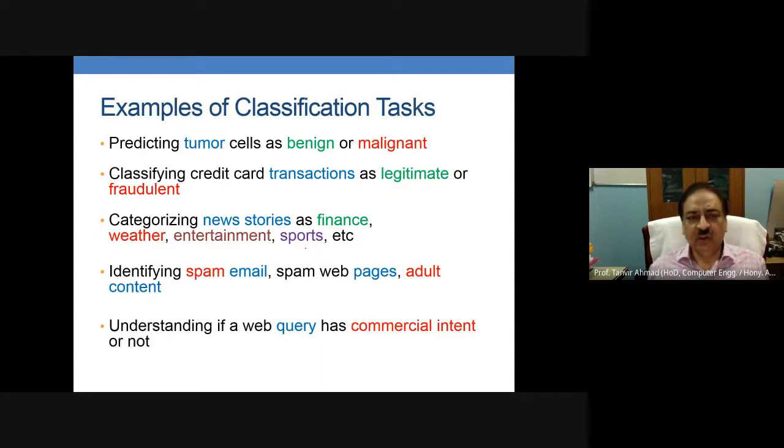Also, you can try to understand if a web query has some commercial intent or not. That means whether the web query which has been generated is from a commercial angle or not. These are the problems which are classification tasks.